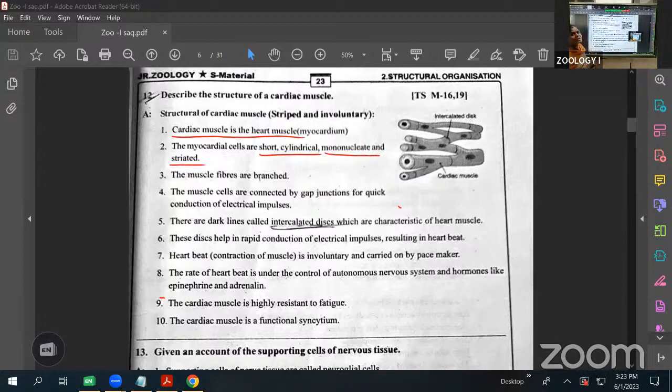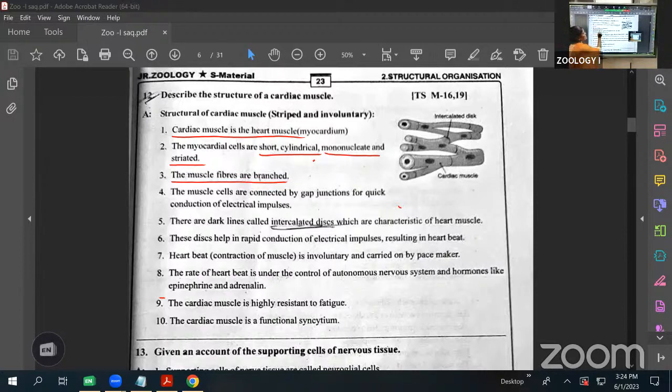Before that, skeletal muscle is multinucleated, with a number of nuclei present. But in this, the myocardial cells, meaning cardiac muscle cells, are short, cylindrical, mononucleated, and stripes are present. Just like skeletal muscles, here also the stripes are present. What's the difference? Skeletal fibers do not have branches, but these have branches. Clear? Next, these muscle fibers are branched. Here branches are present. Skeletal muscle is a single fiber that does not get branches.